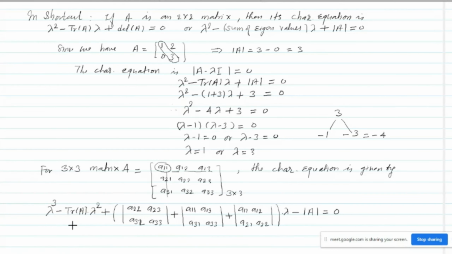You can also find the characteristic equation directly by expanding the determinant. But if you expand the determinant, you will get stuck in between and you will not get the exact characteristic equation, so there will be a chance of making a mistake.